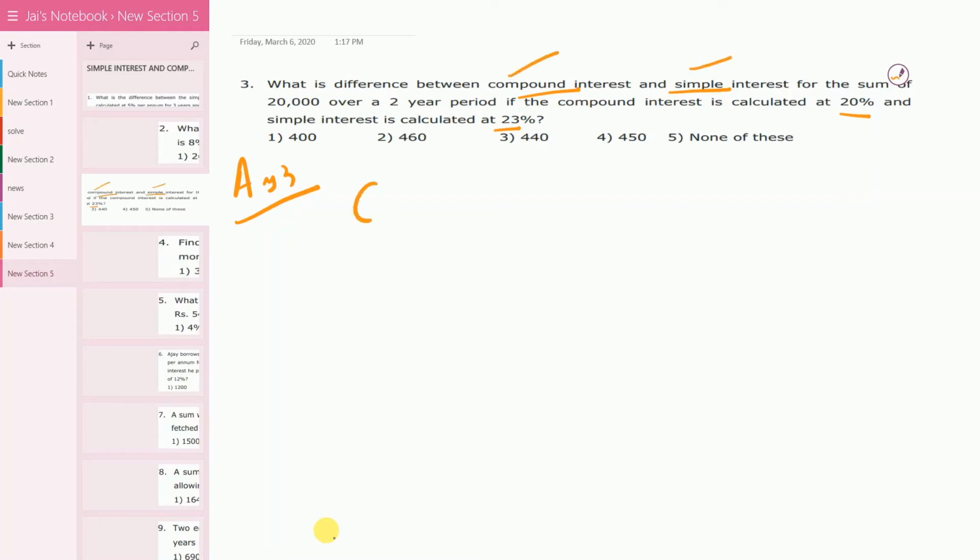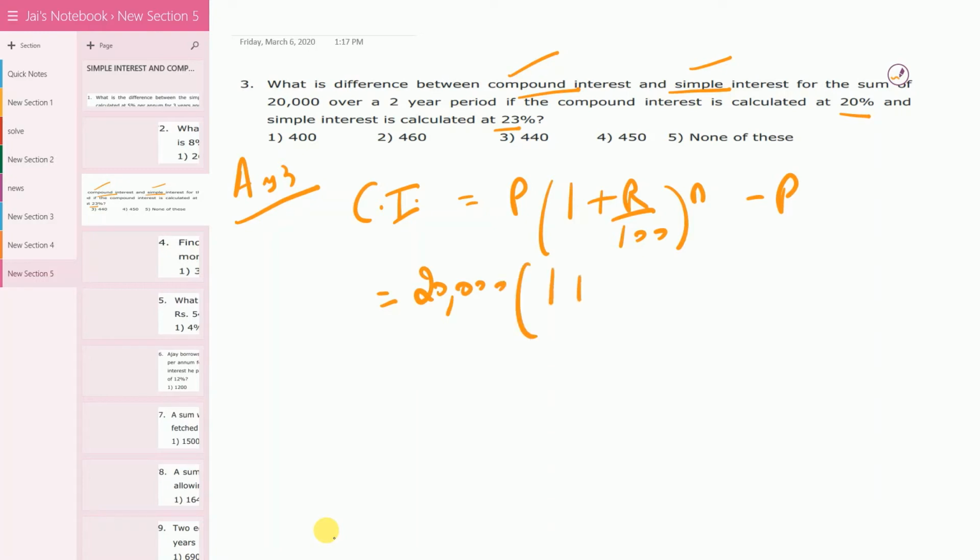So first you can calculate the compound interest simply from the formula that I have already told you. Please see the formula again if you have forgotten it. So the principal is 20,000. The rate of interest is nothing but 20% and time is of 2 years, minus principal. So you can calculate the value of this, and this comes out to be 8800. Now calculating the simple interest.